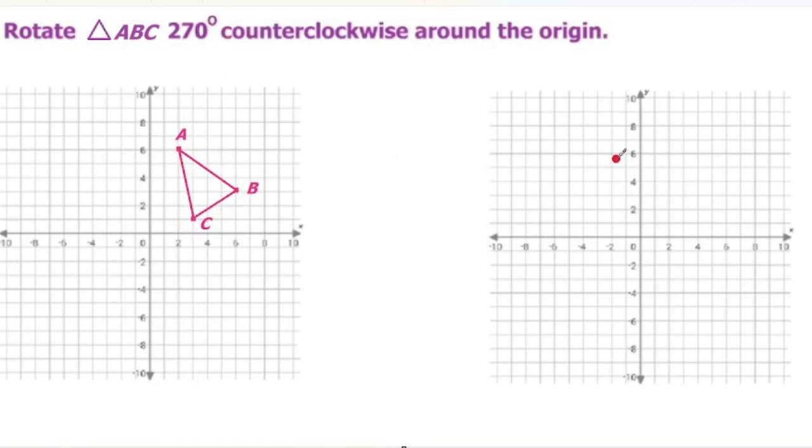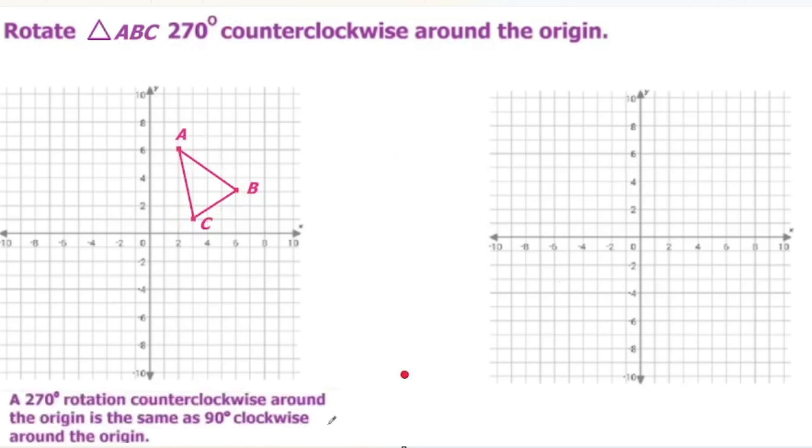And here's our triangle, okay? So a 270-degree rotation counterclockwise around the origin is the same as 90 degrees clockwise around the origin. So you're probably thinking, what? But look, if you look at this diagram, it'll make perfect sense.